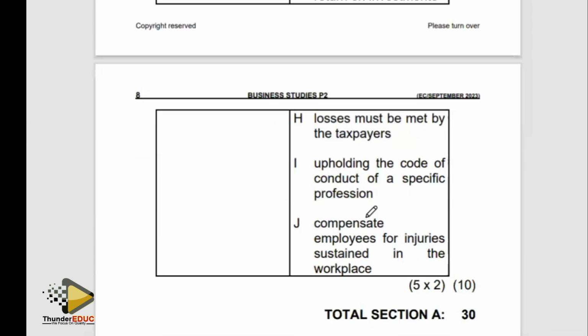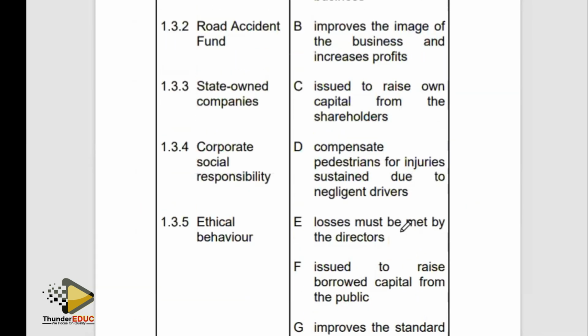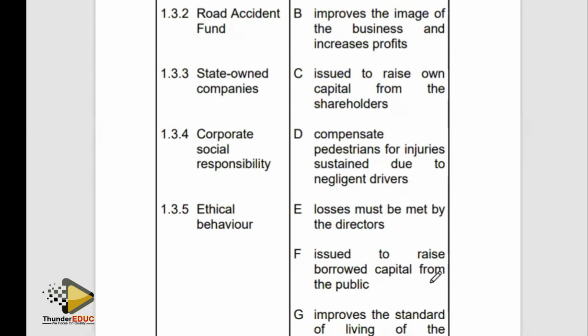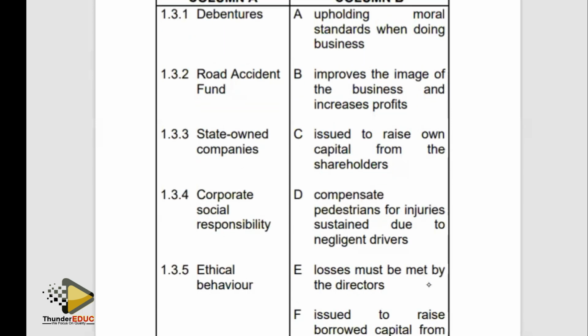So now H, losses must be made by the taxpayers. I, upholding the code of conduct of a specific profession. So now J, compensate employees for injuries sustained in the workplace. So now let's check the best options of matching our column A concepts. Okay, right. So now the banks, in this regard, we are actually going to check issued to raise borrowed capital from the public. So it means our appropriate answer in this regard is going to be F.